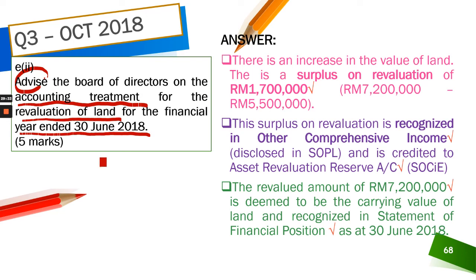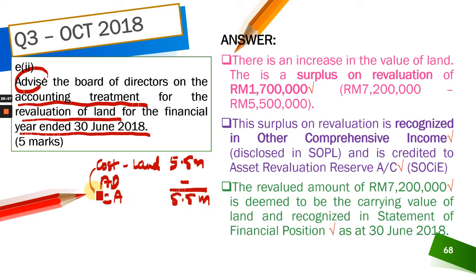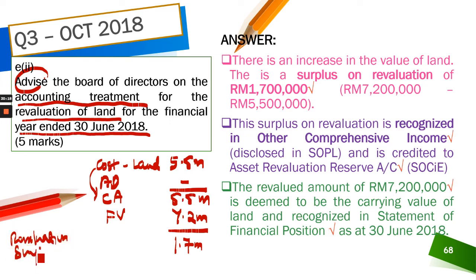So if you look, the cost of the land on the date of acquisition 5 years ago, that was 5.5 million. Of course, there is no accumulated depreciation because land is non-depreciable, right? So you have 5.5 to be the carrying amount. So that carrying amount equals cost, and you will compare with the revalued amount, which is the fair value given. Your fair value was 7.2 million. The difference is 1.7 million. This is what you call the revaluation surplus.